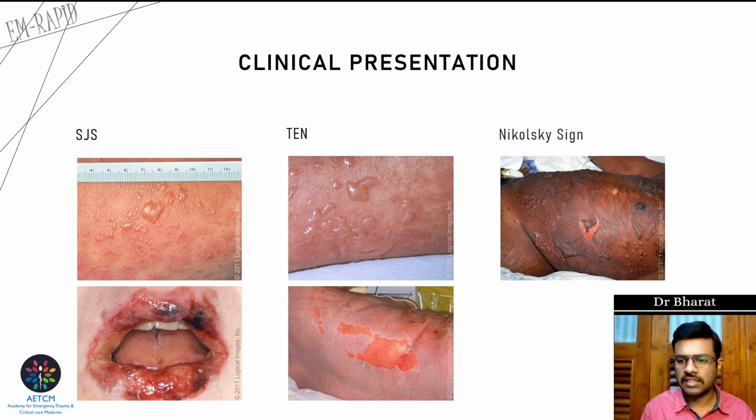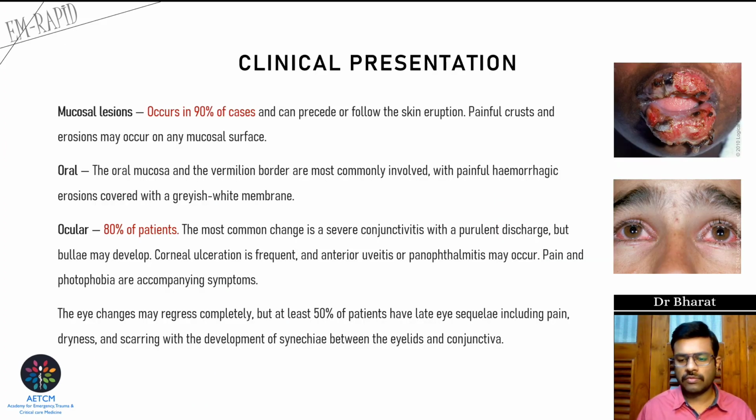That is Nikolsky sign. Now, continuing with the clinical presentation, mucosal lesions occur in 90% of cases and can precede or follow skin eruptions. Painful crusts and erosions may occur on any mucosal surface, but usually it affects the oral and ocular surfaces. In women, it can even affect the vagina and vaginal area. The oral mucosa and vermilion border are most commonly involved, with painful hemorrhagic erosions covered with a grayish-white membrane.